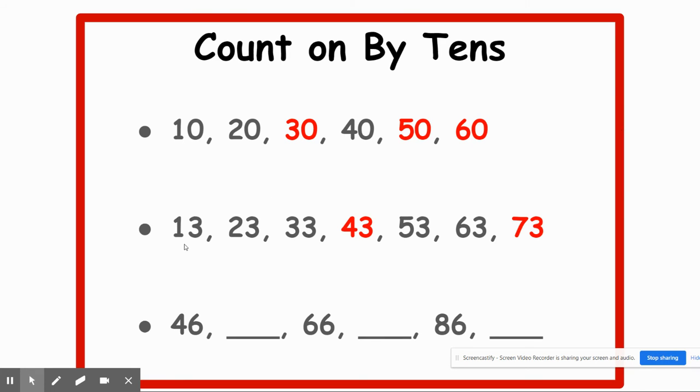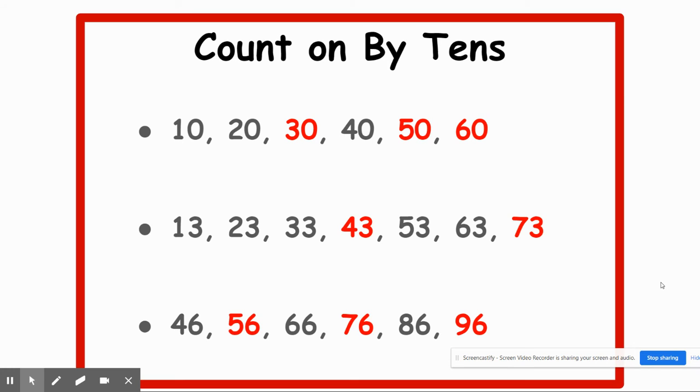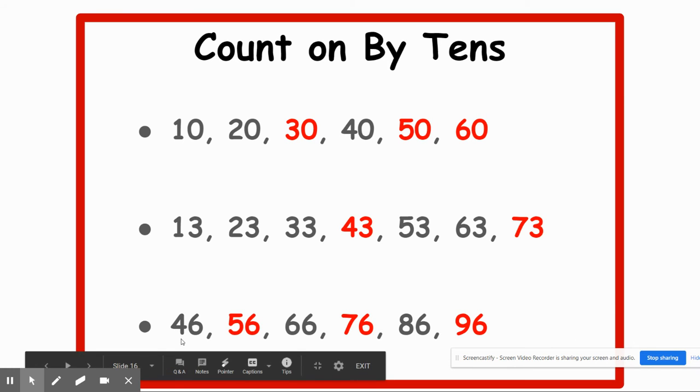And here is the answer. 13, 23, 33, 43, 53, 63, 73. The ones stayed the same and the tens place went up by 1 ten each time. And now the last one, pause it and solve it. And here is the solution. 46, 56, 66, 76, 86, 96.